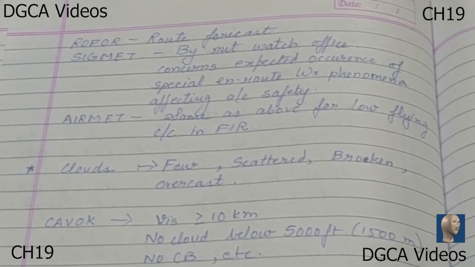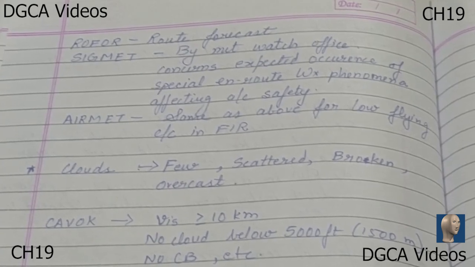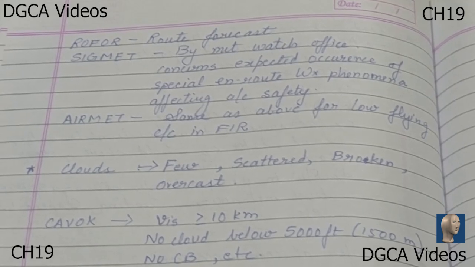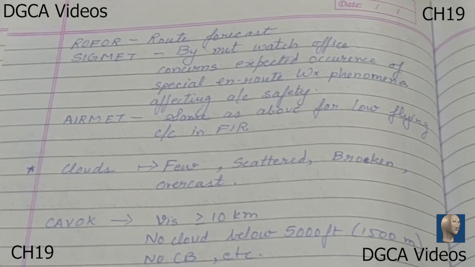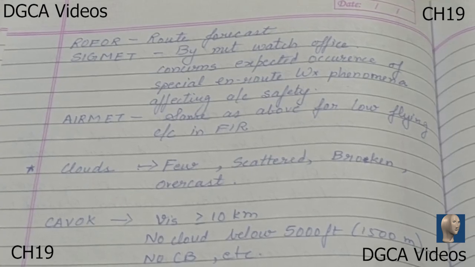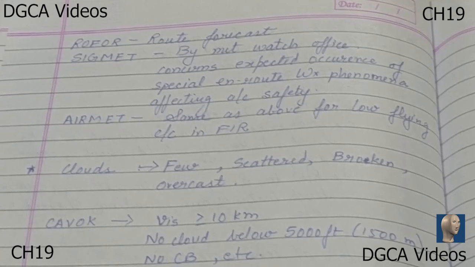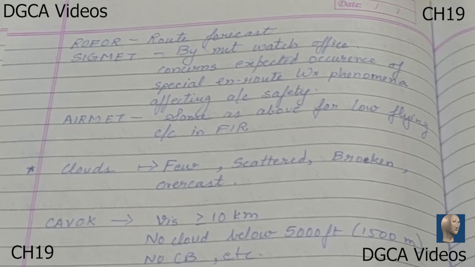SIGMET. What do you mean by SIGMET? This is issued by the Met Watch Office. It concerns the expected occurrence of special en route weather phenomena affecting the safety of the aircraft. Okay, and AirMet is the same as SIGMET, but it is for the aircraft which is flying at low level. That is AirMet. Okay, so let's move on to the next part, which is the clouds.